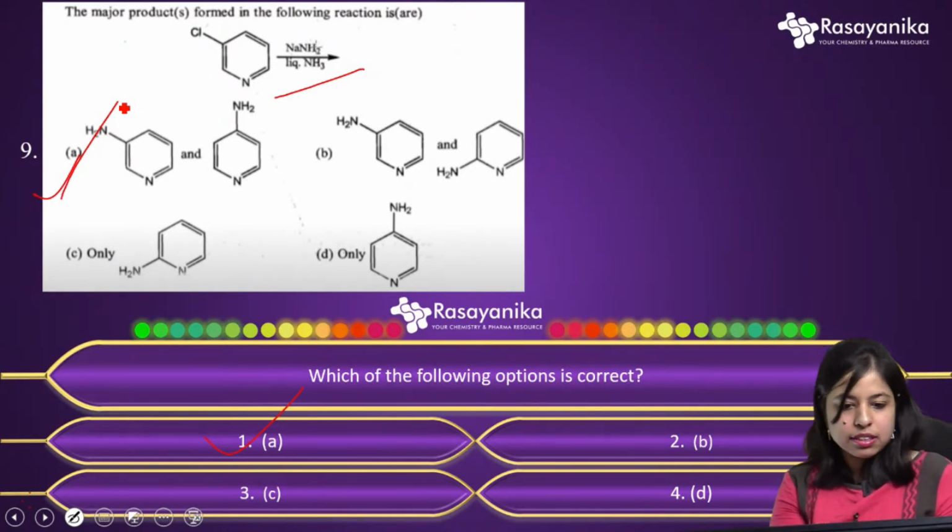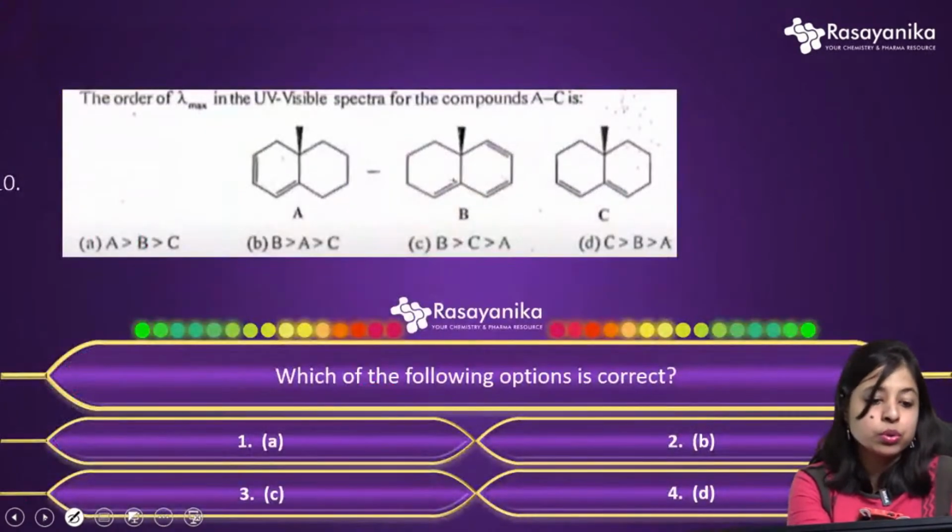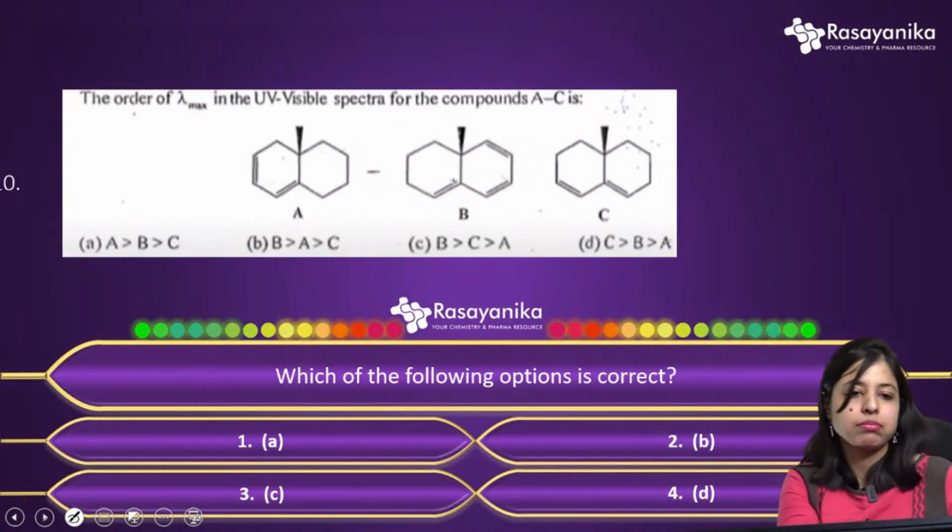Okay, Gayatri, it is B. No, Gayatri, it's not B. It's A. Okay.